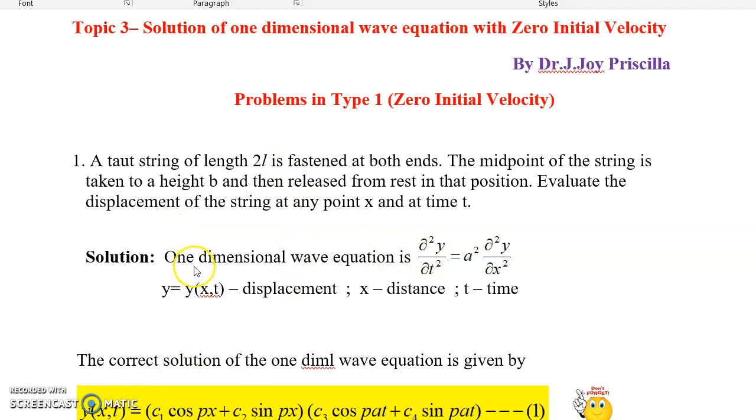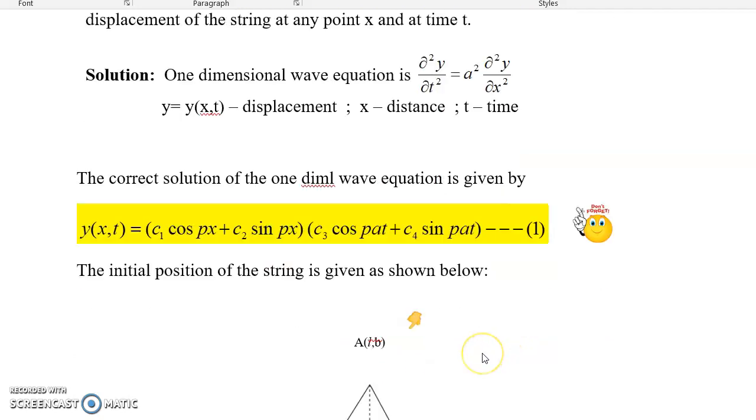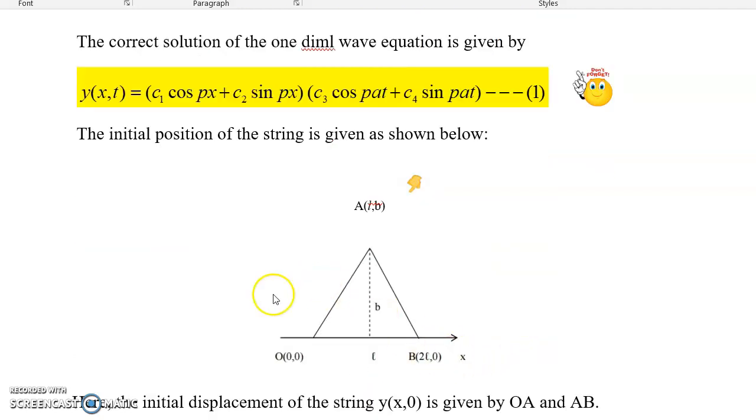First, as usual, you write the one-dimensional wave equation, what we have derived using the method of separation of variables. So this is the one-dimensional wave equation where y represents the displacement. It's a function of x and t, where x is distance and t is time. And this is the correct solution of one-dimensional wave equation, which is (c1 cos px plus c2 sin px) into (c3 cos pat plus c4 sin pat).